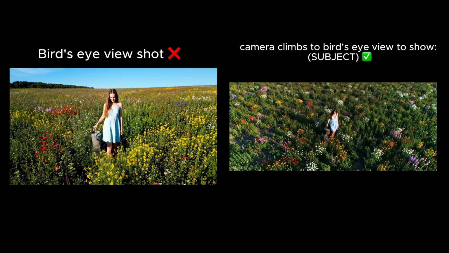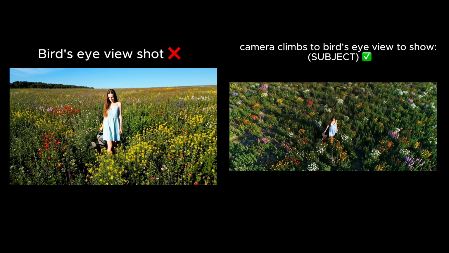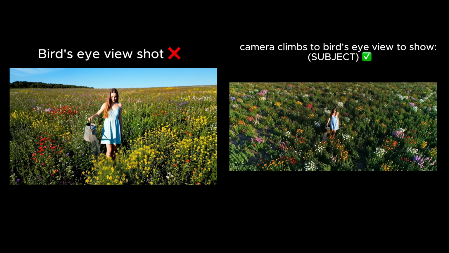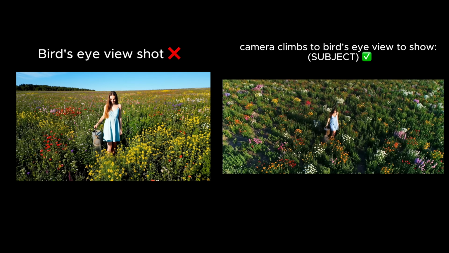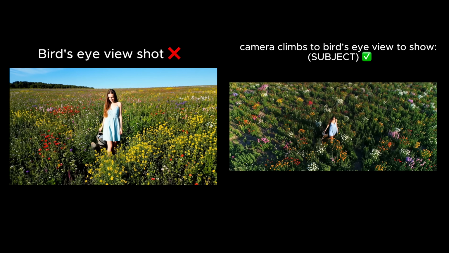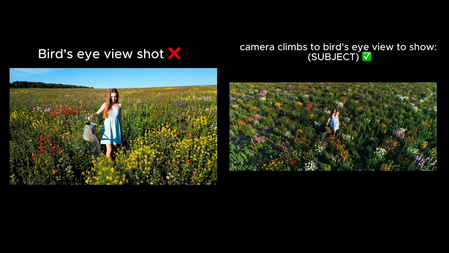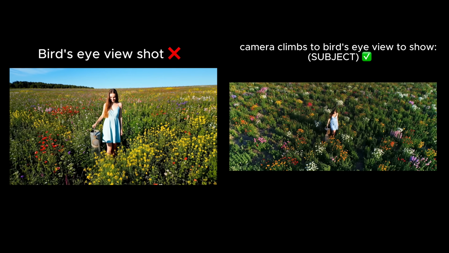However, sometimes just typing the keyword is not enough. VEO3 responds to simple camera motion or shot type keywords well, but there is something else that VEO3 responds even better, and that is describing camera motion in detail. For example, instead of just typing bird's eye view, try describing the camera motion. Cinematic camera climbs to bird's eye view to show your subject.